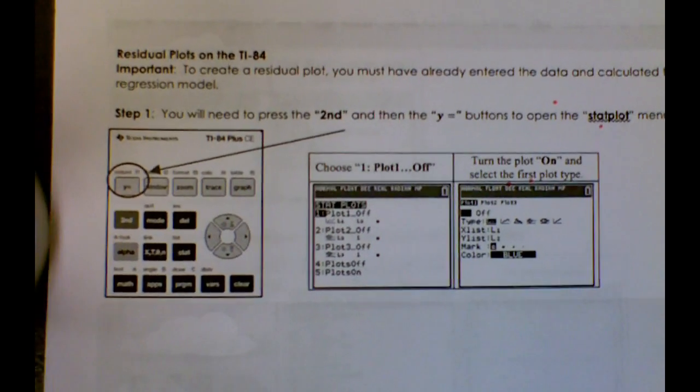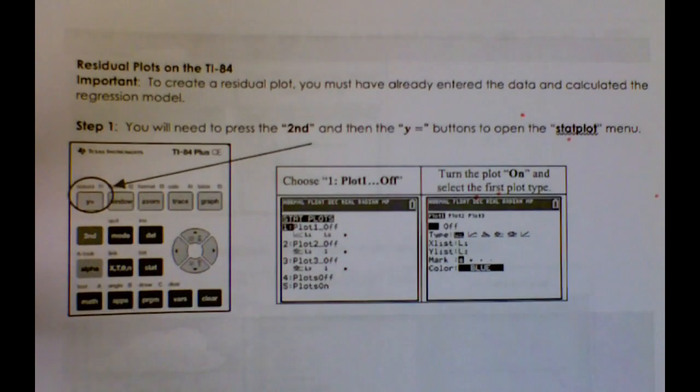On the TI-84 calculator, we can also graph the residual plot. To create a residual plot, we must have already entered the data and calculated the regression model. We'll need to press second and then Y equals to open the stat plot menu. This is one of the biggest errors that people end up on their calculators when they're trying to graph, is that they turn on one of these plots. So always make sure you turn your plot back off at the end.